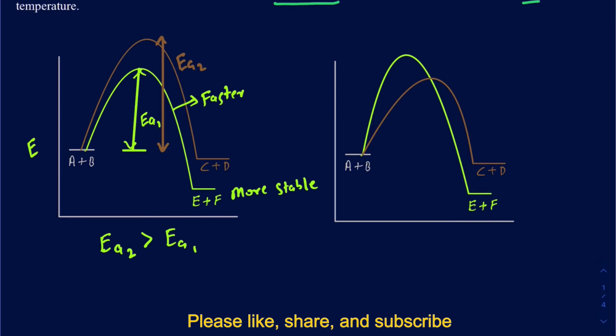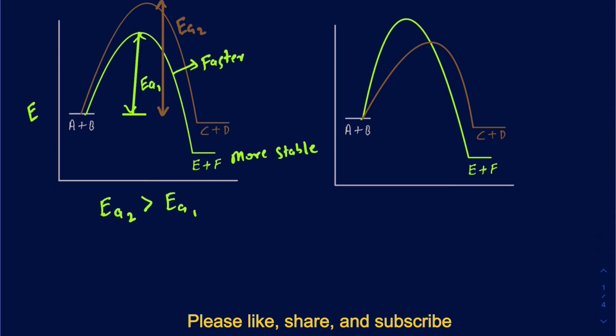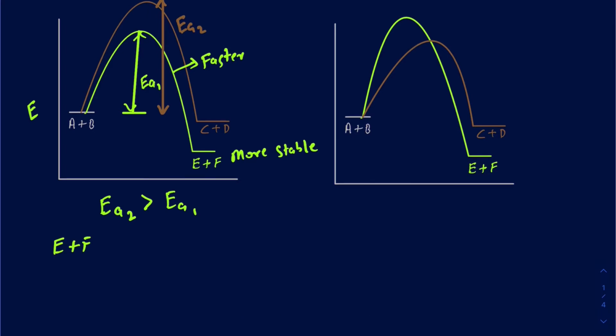But then at the end of the day, when I look at the product, it is actually more stable. So there are going to be times when your product is going to be the most stable, and it is going to be because of low activation energy. So I can say E plus F in this particular case are indeed your kinetic and your thermodynamic products. They're favored by the kinetic control because it takes place faster, with low activation energy, and also favored by the thermodynamic control because they are more stable compared to the C and D.